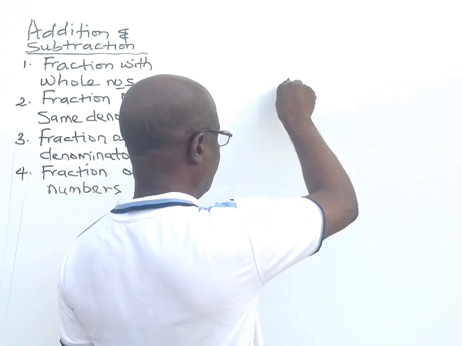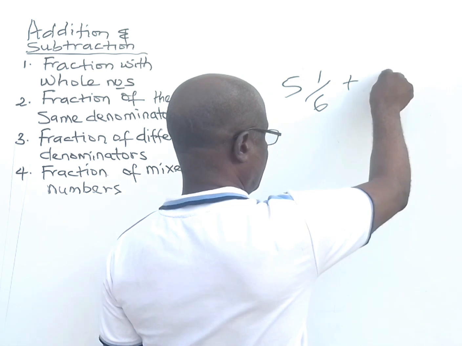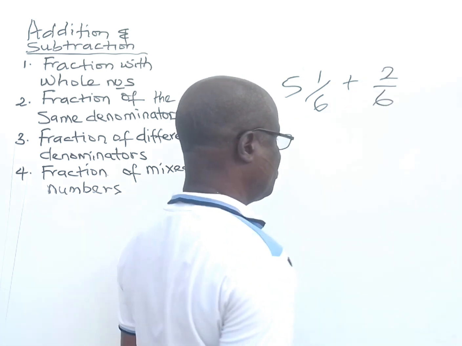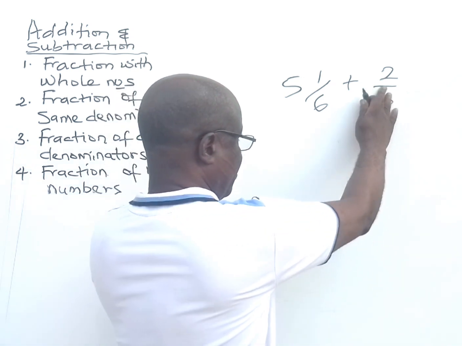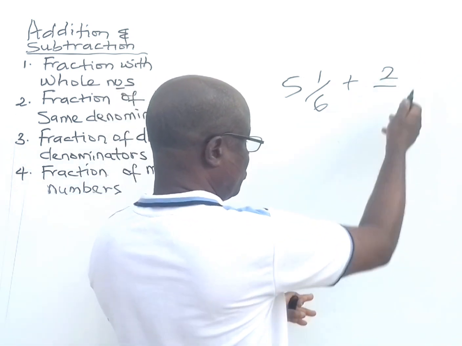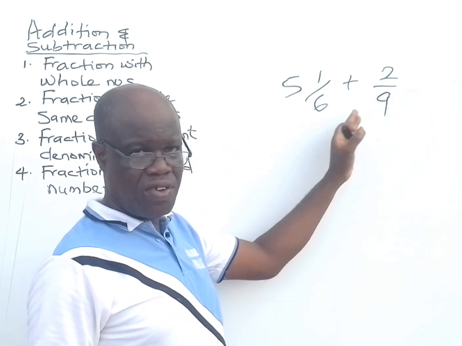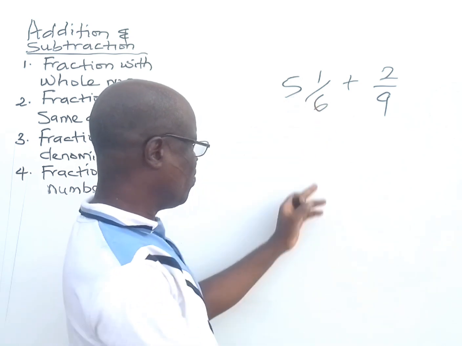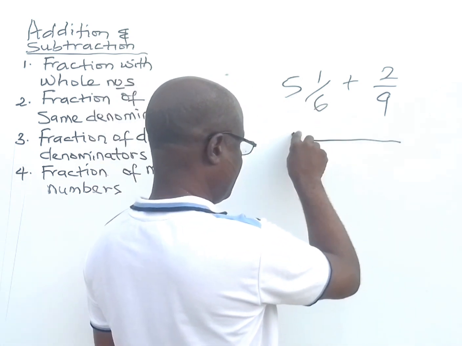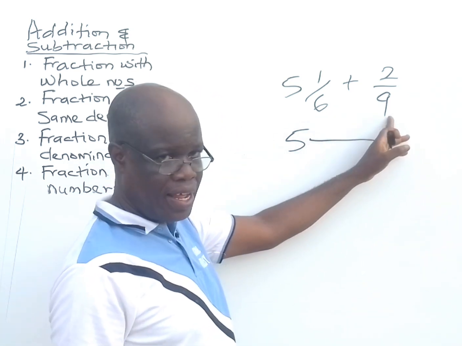Suppose you have 5 and 1 over 6 plus 2 over 9. In this case, the denominators are different: you have 6 and 9. The first thing you will do is put down the whole number 5, then find the LCM of 6 and 9.